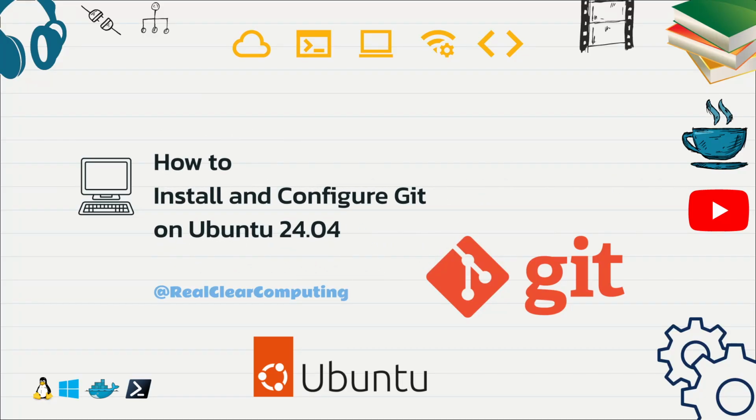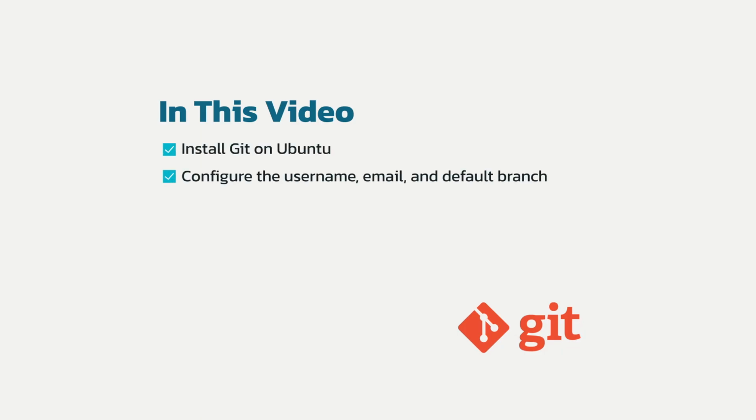So what we will do in this video, we will install and configure Git on Ubuntu 24, and you can use this guide on both Ubuntu server and Ubuntu desktop. So what we will do, first we will install Git, and after that we will configure Git with the username, email and the default branch name.